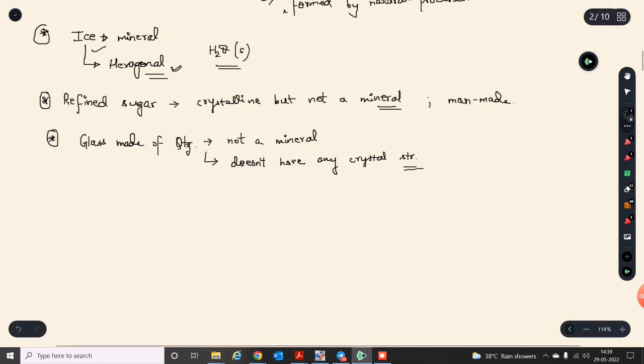We also have rust. Rust, again not a mineral. You can sometimes also expect assertion-reason questions based on this. So you need to know the reasons why they are mineral or why they are not mineral. Okay. So the reasons get important. Rust is not a mineral, although its composition is very similar to goethite, right? But why is rust not a mineral? Anyone?